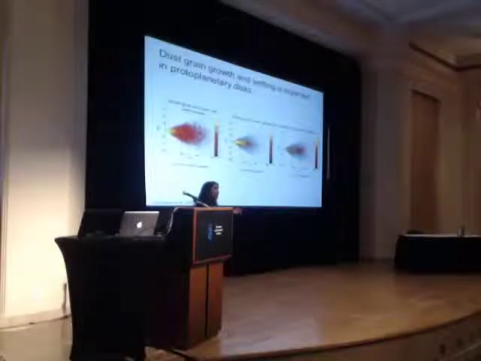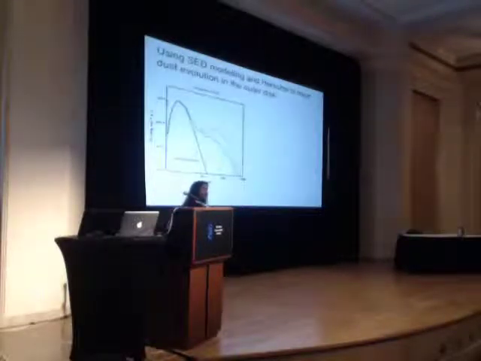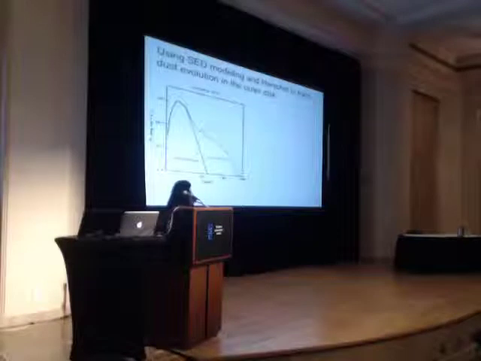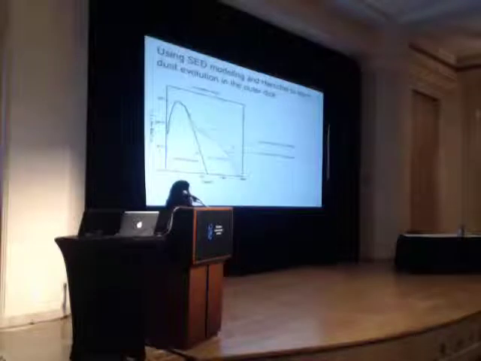And we can actually measure the amount of dust grain growth and settling in disks with SED modeling. So here are simulated spectral energy distributions for disks with different amounts of dust grain growth and settling. The dark gray line, this disk has 100 times more settling than the ones in light gray. And the solid lines are disks that have millimeter-sized grains in their midplane.